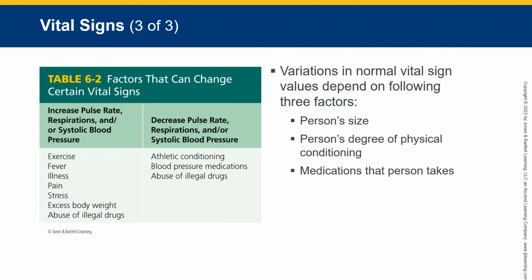Now, there are differences. Have they been exercising? Do they have a fever? Do they have a sickness or illness? Are they under stress? Have they gained weight? Are they abusing drugs? All of these things screw with the pulse rates and may make them go up. Things that decrease your pulse rate and respirations and blood pressure: are you athletic? Do you train? Right? Do you take blood pressure medicines? Maybe you are abusing illegal drugs too, so it could go either way.